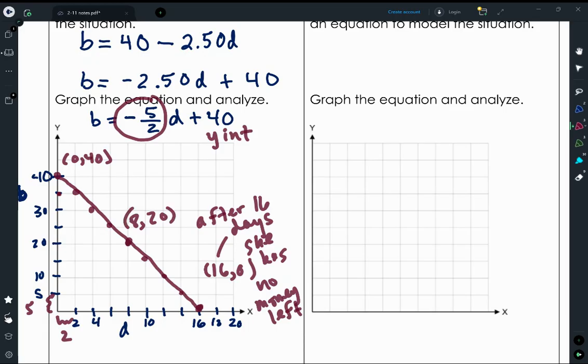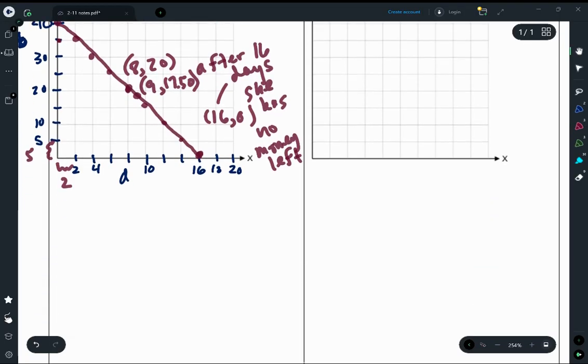It's important to note that in between the 8 and the 10, I would really have a point here as well. Like I don't have an 8.37 point, but I would have a 9 comma $17.50 left. So there are going to be a few extra points on here that we're not seeing with the dots that we drew. So if I'm going to analyze this graph, let's go ahead and move this up, and I'm going to just analyze really quick.